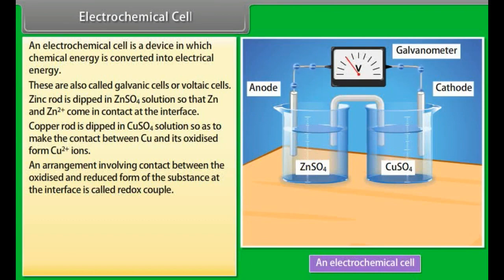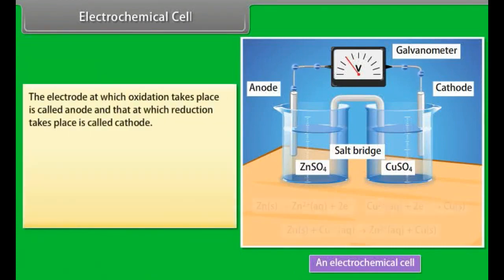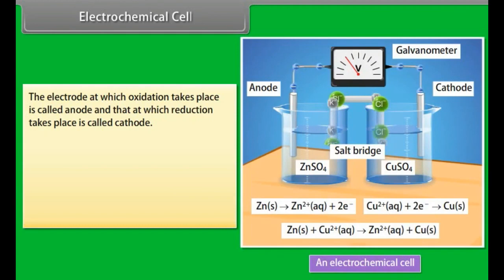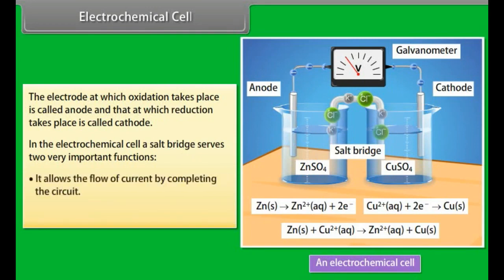The two metal rods act as electrodes and are connected by a conducting wire through a galvanometer. The two solutions are joined by the inverted U-tube known as a salt bridge. The U-tube is filled with an aqueous solution of some electrolyte. The electrode at which oxidation takes place is called the anode, and that at which reduction takes place is called the cathode. In the electrochemical cell, a salt bridge serves two very important functions. It allows the flow of current by completing the circuit. It maintains electrical neutrality.